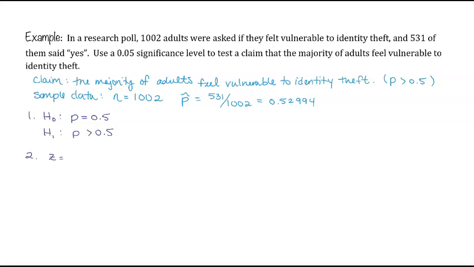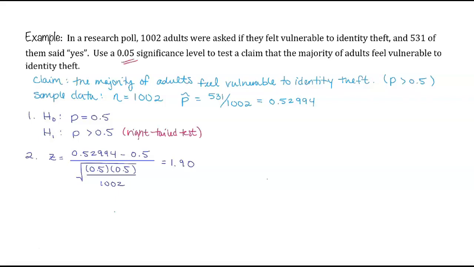Working by hand, we have our sample proportion, 0.52994, minus the population proportion, 0.5, found in the null hypothesis, divided by the square root of p, 0.5, times q, 1 minus p, or also 0.5, divided by n, 1,002. This gives us a z-score of 1.90. Since the alternative hypothesis has a greater than symbol in it, this is a right-tailed test, with our alpha equal to 0.05. For step 3, we calculate either the p-value or the critical value.